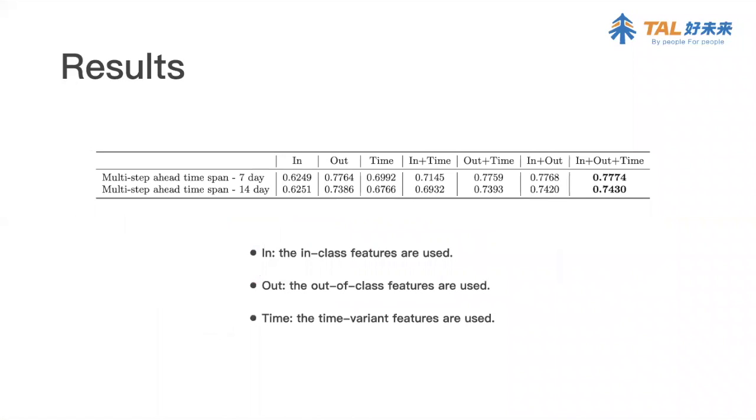At last, we perform a set of experiments on the different modality features. From the table, we draw the conclusion that every modality of features is important and useful, and by utilizing all the sets of features, we are able to achieve the best results in both prediction tasks.